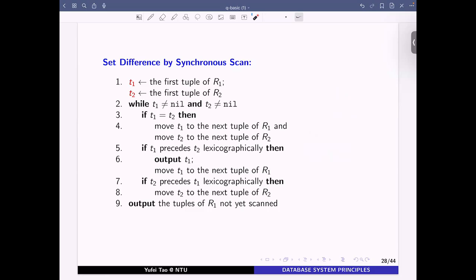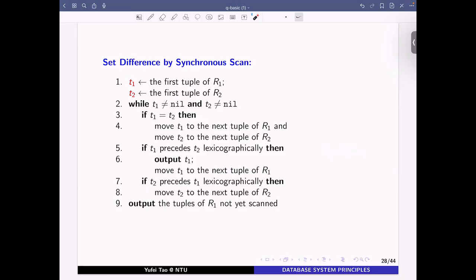All right. So this is the case where T2 is less than T1. In this case, we know that basically this tuple is not useful. It's not going to be useful anymore in the rest of the algorithm. So we can advance T2. Okay. So this is basically how the algorithm works.